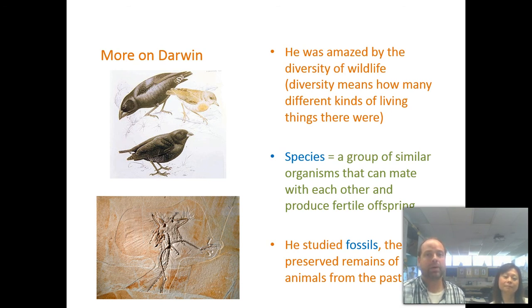He noticed that there were lots of different species, and he found lots of different fossils. Fossils are preserved remains of animals that lived in the past. So as he was bouncing around South America, he was noticing lots of different animals in different parts of the world.